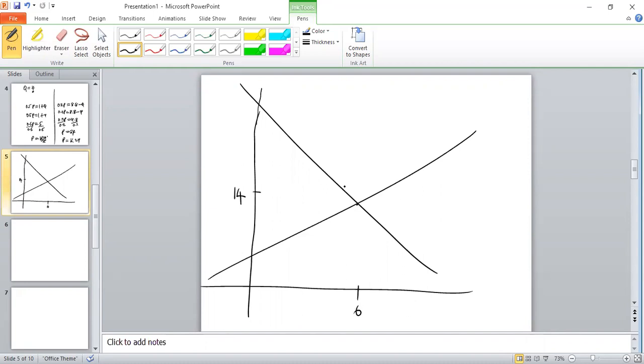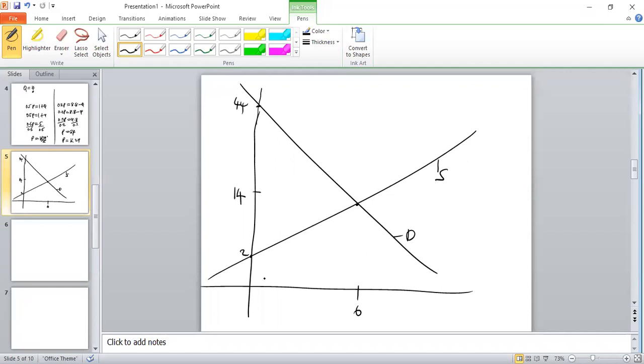So this is the initial one. This is the demand equation, and this is the supply equation, the initial ones, and this is the equilibrium point. This one is passing through 4,4, and this one is passing through 2.